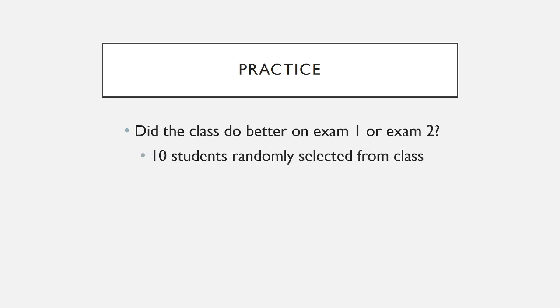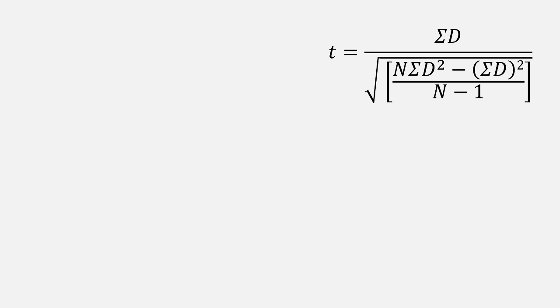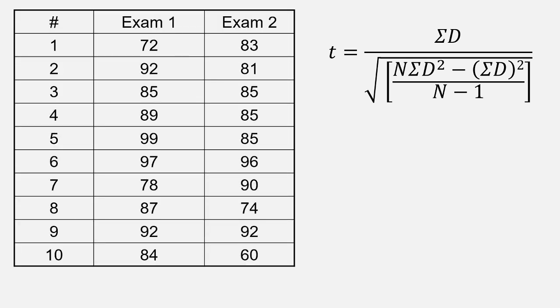So what I did to do this hand analysis is I randomly selected 10 students from the class last semester. The independent variable was exam, and the two levels were exam 1 versus exam 2. And the dependent variable was their grade in percentage. So this was the data that I collected. Again, I randomly selected 10 individuals from the class, and I put together their exam 1 versus their exam 2 score just to give me a snapshot as to whether or not people performed better or worse than what they had achieved on exam 1.